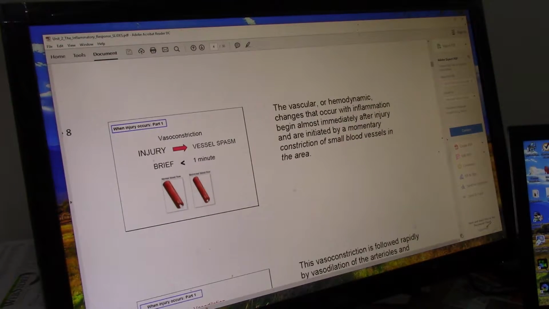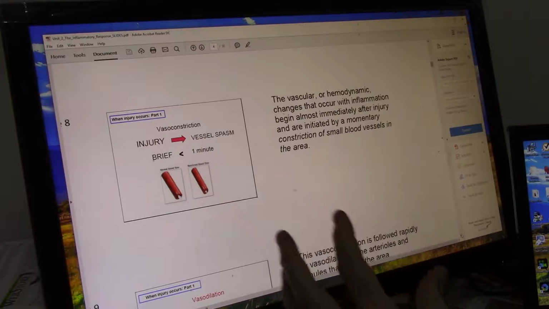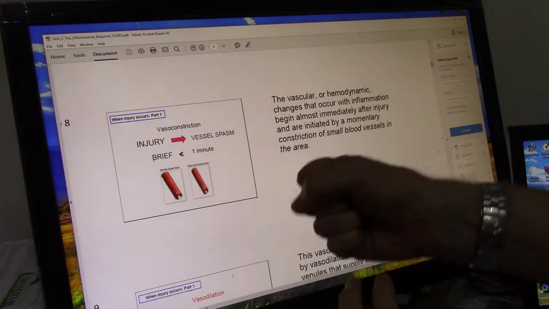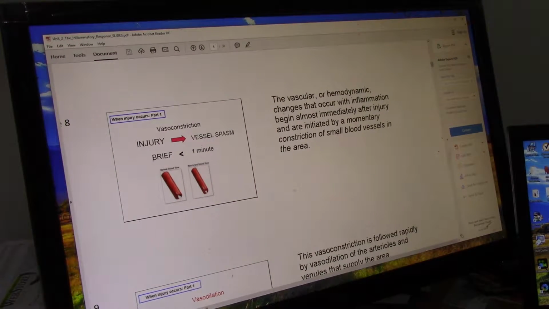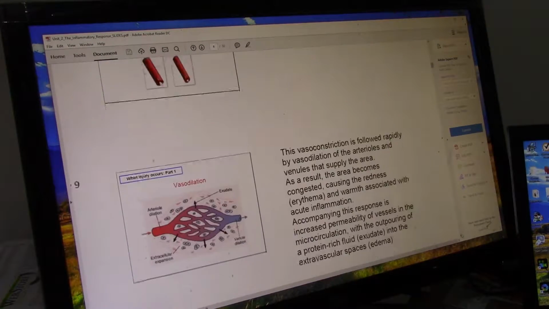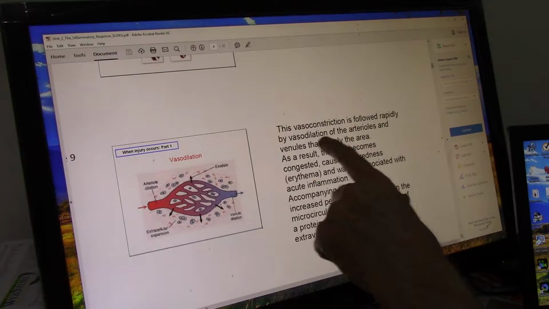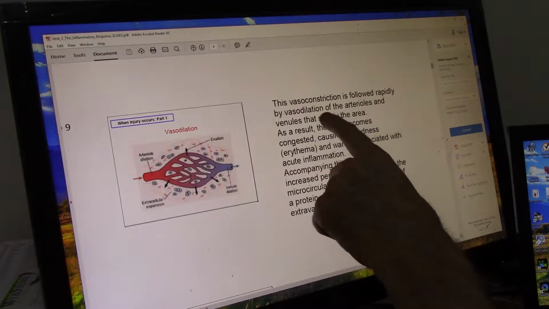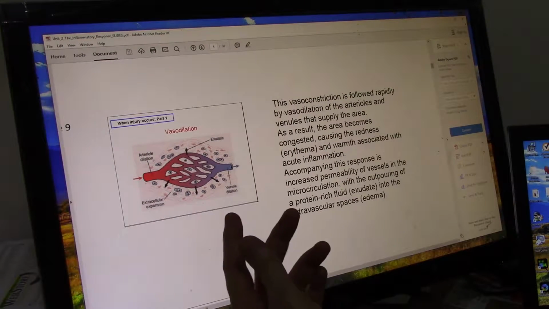Okay, the first thing that happens when we get an injury, a very brief period of time, we get a vasoconstriction. And that makes sense because we want to kind of control the leakage of blood. So that's the first initial, and the vessel kind of spasms a little bit. But in response to that spasm, we're going to start to see then a dilation, and that'll be the next step. The vasoconstriction is followed rapidly by vasodilation of the arterioles and venules that supply to that area.